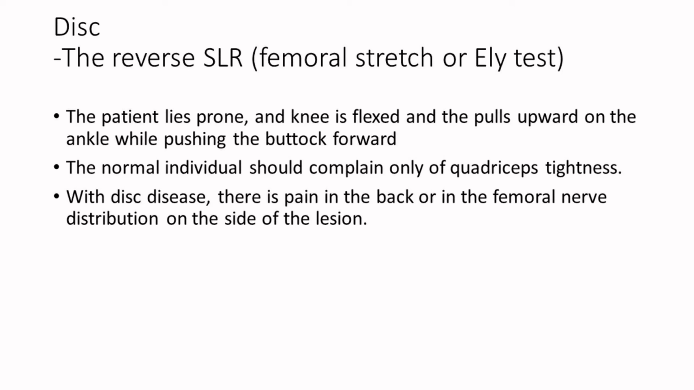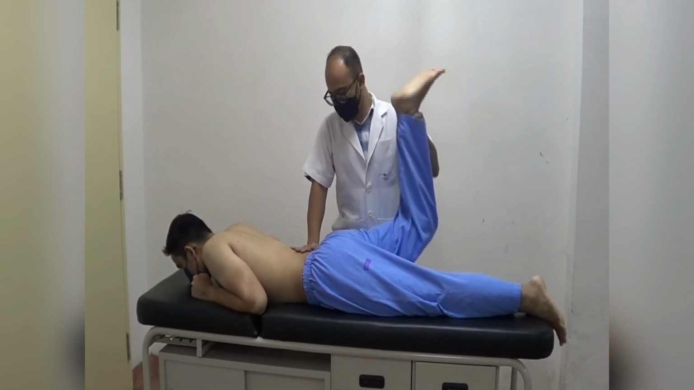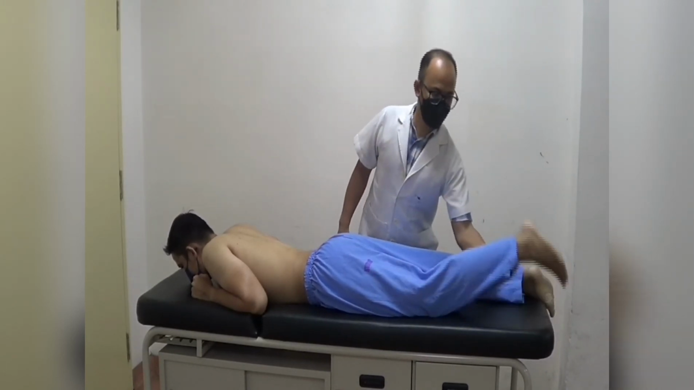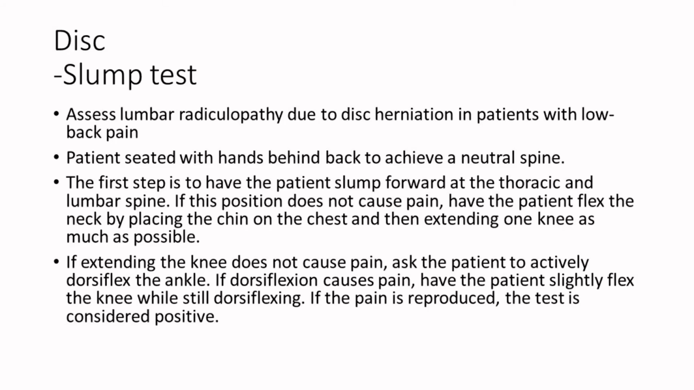For this, we can do the reverse SLR test. The patient lies prone, the knee is flexed, and the examiner pulls upward on the ankle while pushing the buttock forward. With this disease, there is pain in the back or in the femoral nerve distribution on the site of the lesion. SLUMP test is used to assess lumbar radiculopathy due to disc herniation in patients with low back pain.